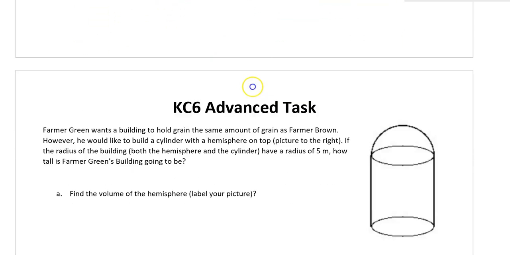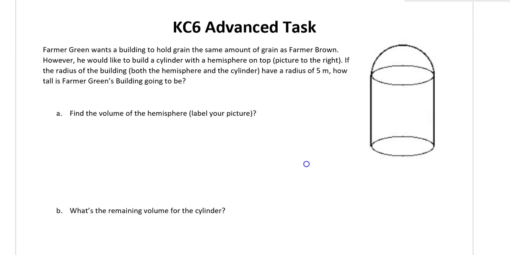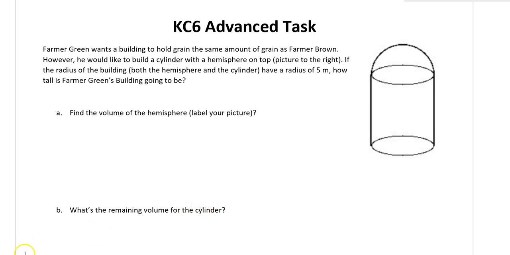All right, go ahead and get this activity, work on that, and then we'll take the advanced task of the test.